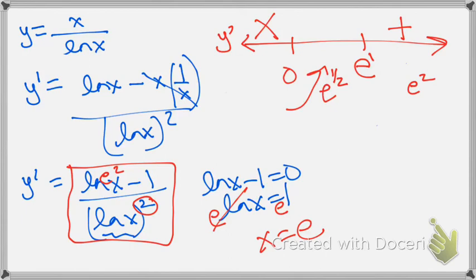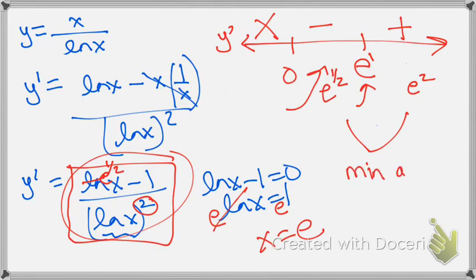If I plug in e to the 1/2, this becomes a 1/2 right here, the natural log and the e still undo each other, and it's 1/2 minus 1, which is negative. I just think that was way quicker than trying to do the second derivative of this. So, critical point at e to the first, the derivative changed from negative to positive. That makes this a min. Min at x equals e. And I'm not doing the second derivative test because it's dumb for this one.